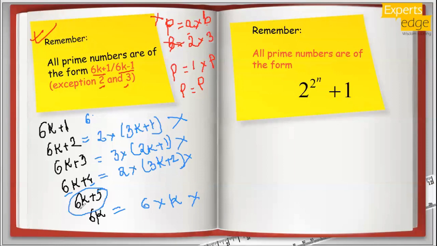6k plus 5, when divided by 6, gives a remainder of 5. I can also say that if the positive remainder is 5, my negative remainder will be minus 1, right? So these are the only two forms which remain after dividing by 6. So that is the logic: any prime number will be of the form 6k plus 1 or 6k minus 1. Reverse is not true.